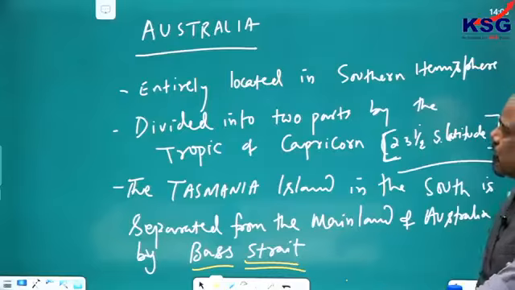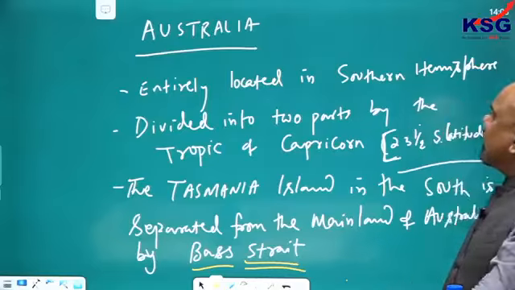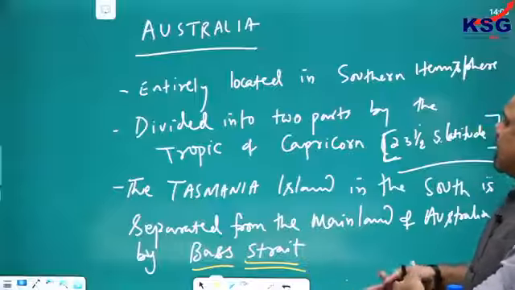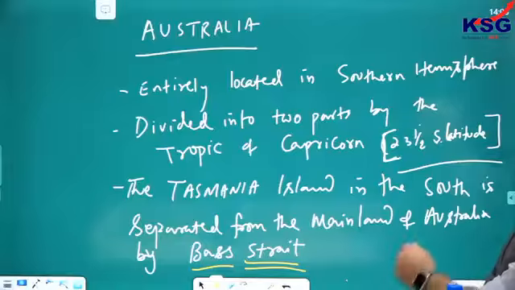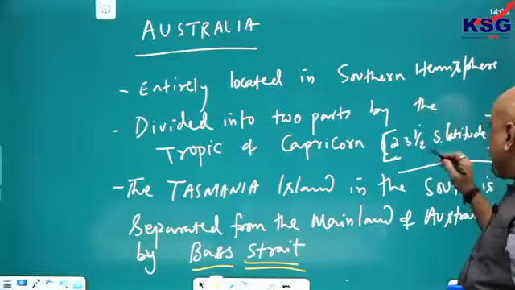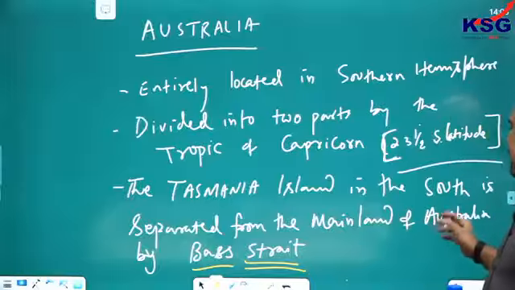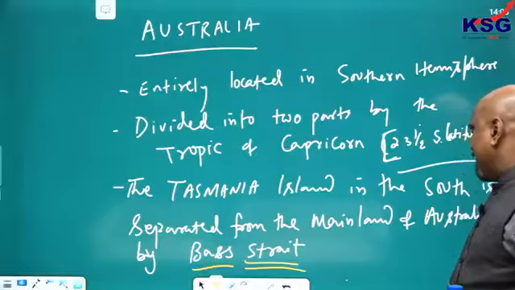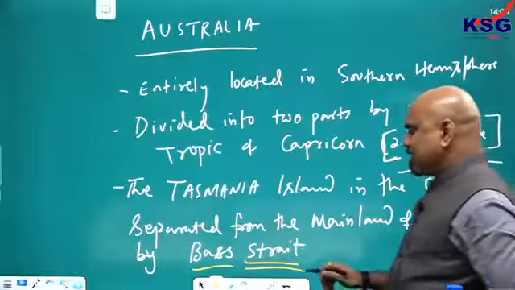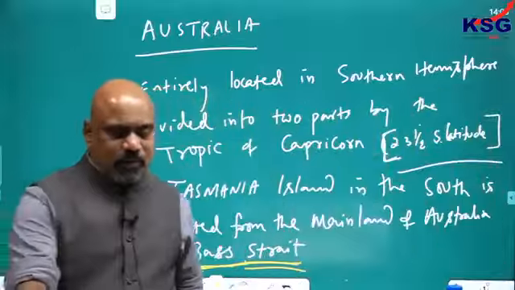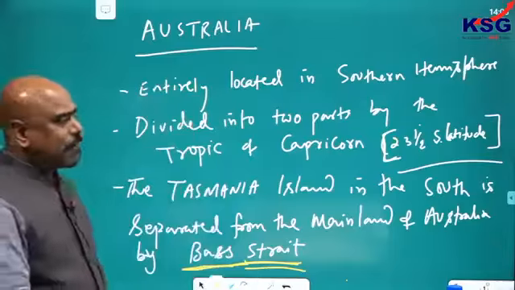Australia is entirely located in the southern hemisphere, divided into two parts by the Tropic of Capricorn, that is 23.5 degrees south latitude. The Tasmania island in the south is separated from the mainland of Australia by the Bass Strait.